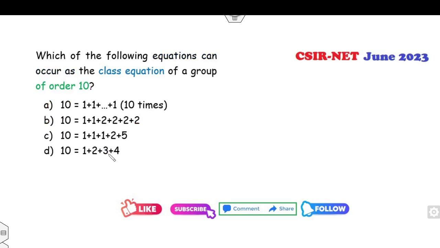Which of the following equations is the class equation of order 10? You can see that it's June 2023. Can you solve this quickly in 10 seconds? Let's discard the options. 2 divides 10, 3 doesn't divide 10. Option cancel. Number of the ones, 3. 3 doesn't divide 10. Number of the twos, number of the 1, 2. 2 divides 10, fine. It is my 5.